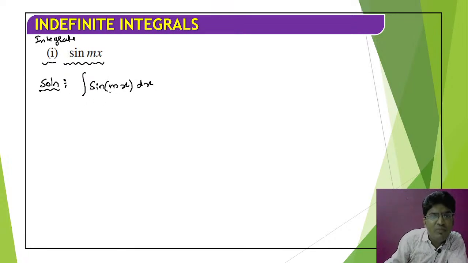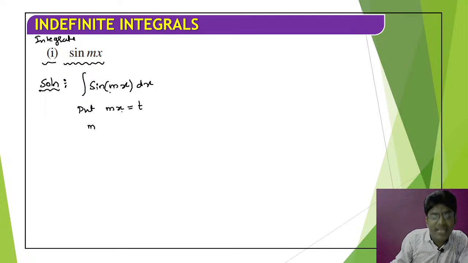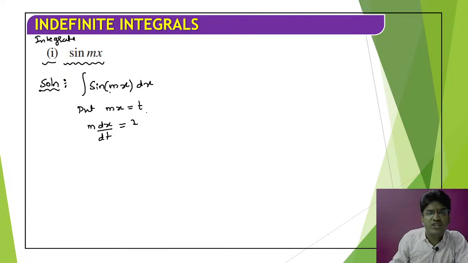So just, my dear students, you just see here what I will do. I will put mx as t. Okay, so now if I differentiate it, here you have m, you write as it is. If I differentiate x with respect to t, it will be dx by dt, and differentiation of t with respect to t is 1.